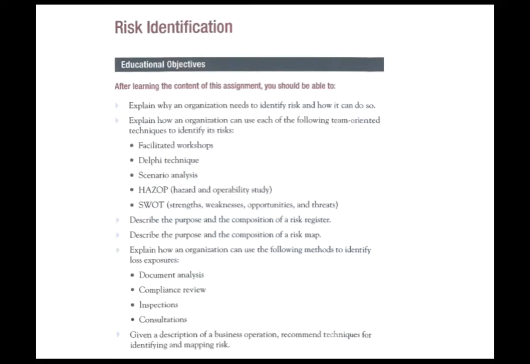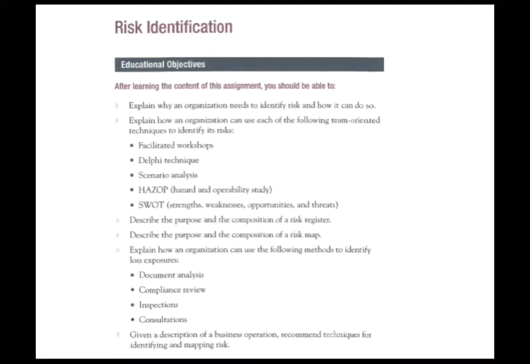So some of the objectives for tonight are: explain why an organization needs to identify risk and how it can do so. Next, explain how an organization can use each of the following team-oriented techniques to identify its risks. We'll talk in more detail about facilitated workshops, the Delphi technique, scenario analysis, HAZOP, which stands for Hazard and Operability Study, as well as a SWOT, which most people are familiar with: strengths, weaknesses, opportunities, and threats. The next objective: describe the purpose and composition of a risk register, and then describe the purpose and composition of a risk map.